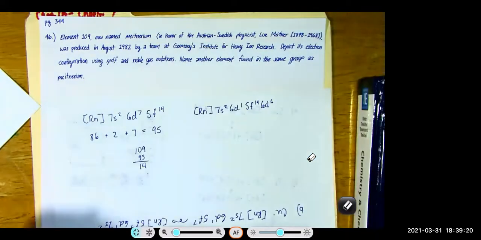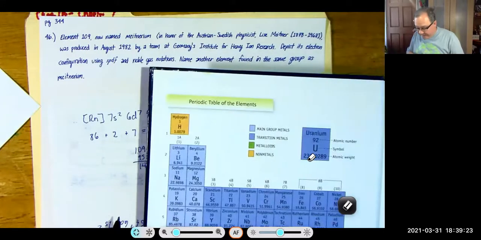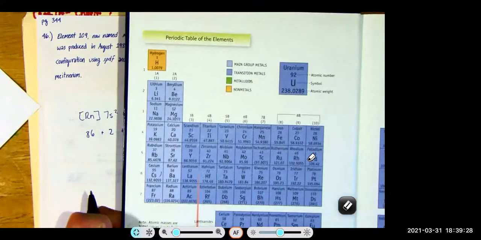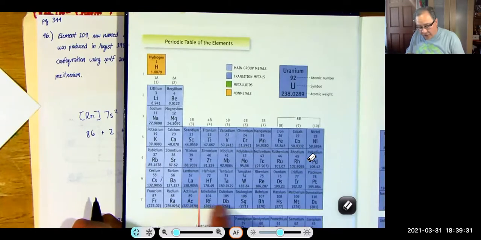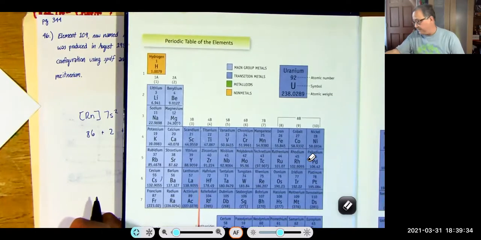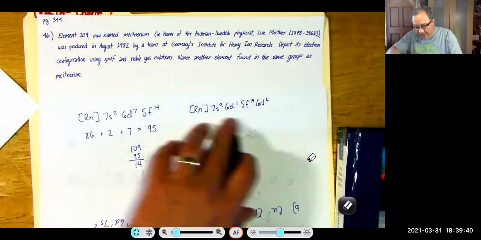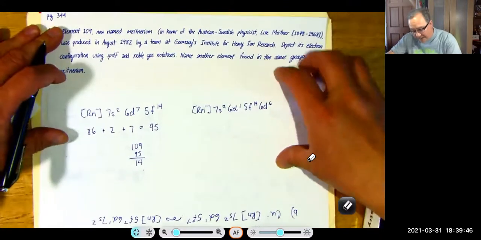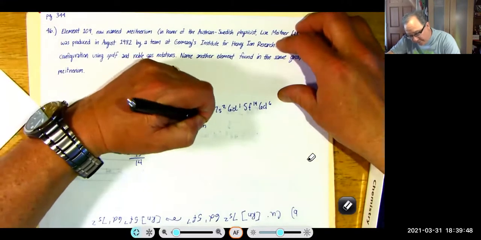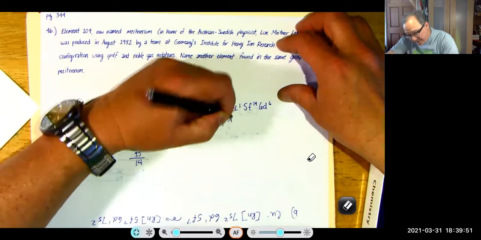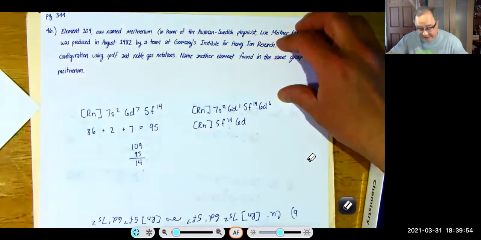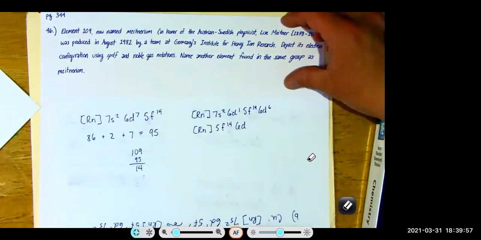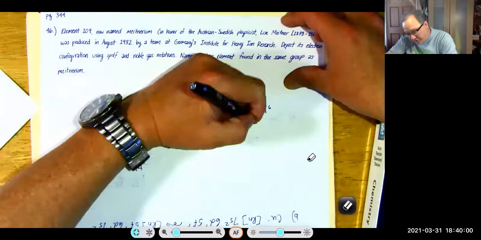But we don't need to do that. We can just see that in the d's, we have to go over 7. But you have to remember that in the d's, when you go past the first one, you still have to go down and catch the ones below. So that's why we don't need to do this. We would rewrite it as follows: radon, 5f14, 6d7, and 7s2.